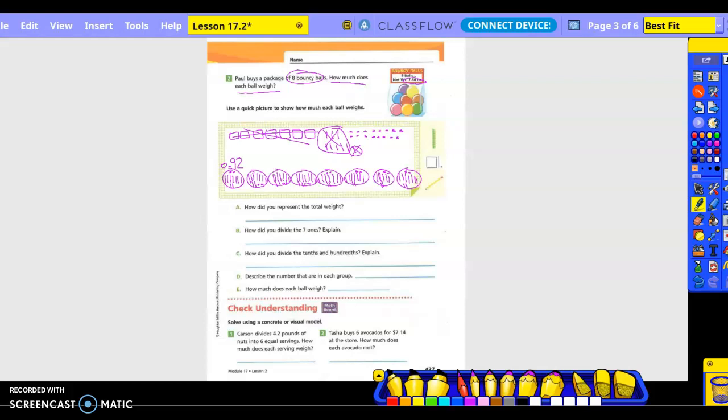Okay, so how did we represent the total? We put how many flats? 7 flats. How many longs? 3 longs. And 6 small cubes.